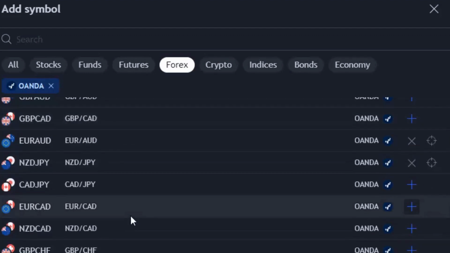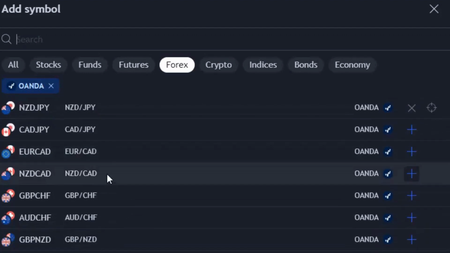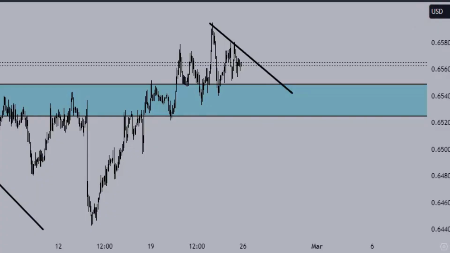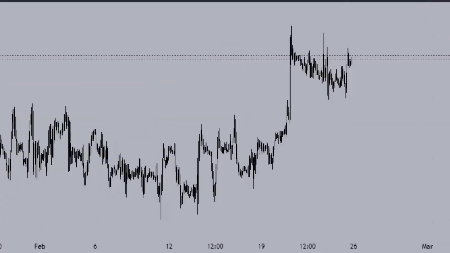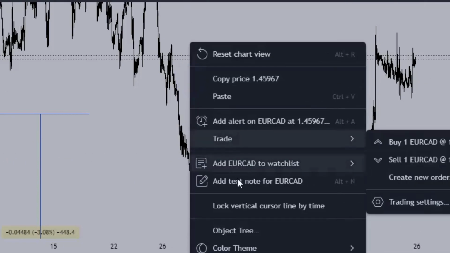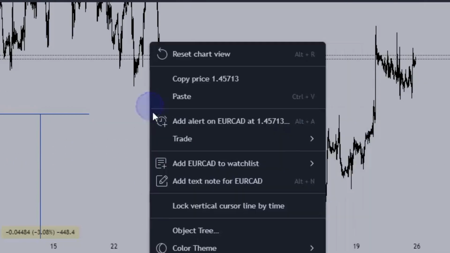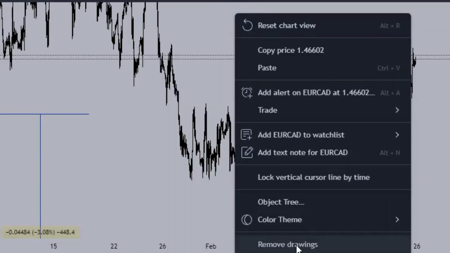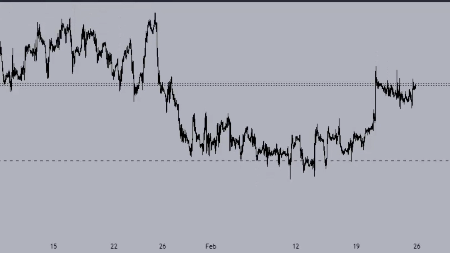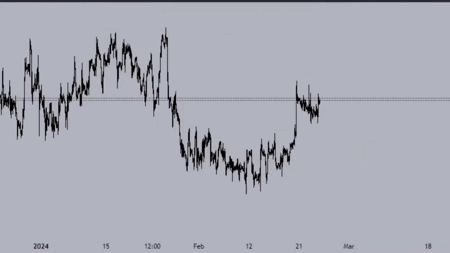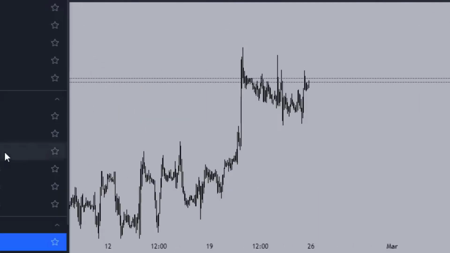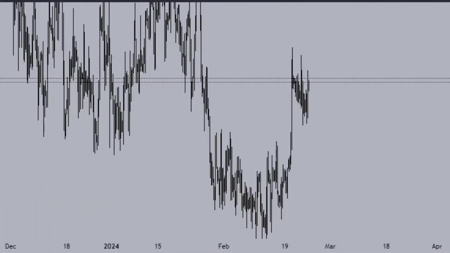Let's do a random one. Aussie dollar and EuroCAD, it's gonna be the death of me. All right. Hold on. There we go. EuroCAD, we meet again. Let me see. Oh, let's go to the H4.